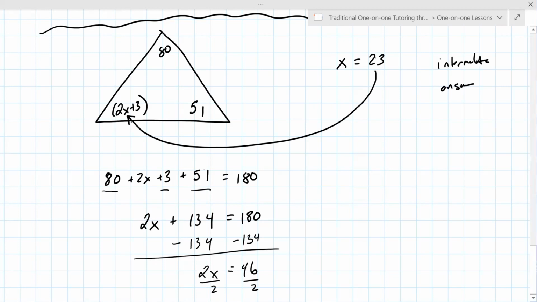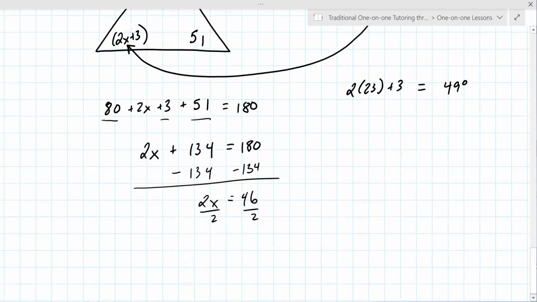So to find this missing angle, you have to do 2 times 23 plus 3. You multiply 2 times 23 and then add 3. What does that add up to? 46 and then plus 3 is 49. All right. Very good.